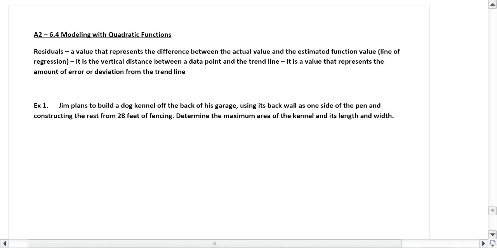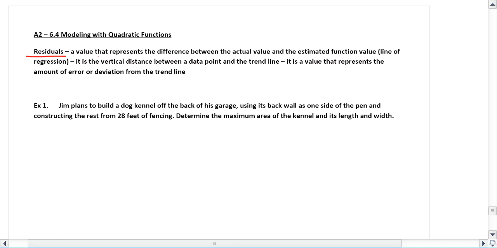This video is for Algebra 2, Chapter 6, Section 4, Modeling with Quadratic Functions, which is another way of saying word problems. I know you're all thrilled. We need to define a term here, residuals. You will likely see this term on tests like the SAT and the ACT, so we'll talk about it and then we'll discuss it in the word problems.